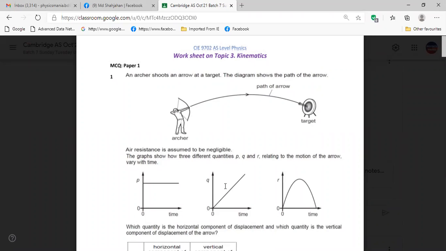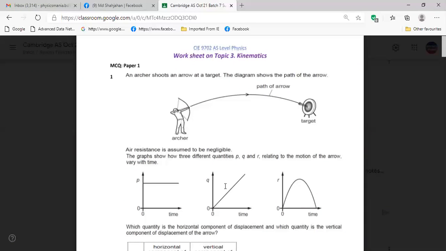An archer shoots an arrow at a target. The diagram shows the path of the arrow. Air resistance is assumed to be negligible. The graphs show how three different quantities P, Q and R relating to the motion of the arrow vary with time. Which quantity is the horizontal component of displacement and which quantity is the vertical component of displacement of the arrow?